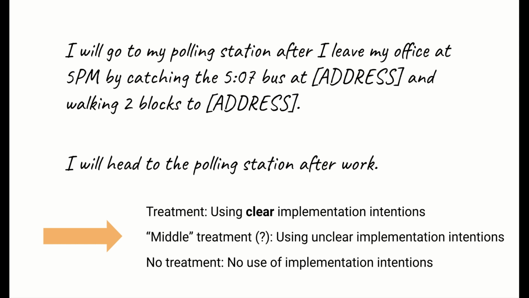Note that we don't always have to consider binary treatments in causal inference. Perhaps there is a middle level of treatment corresponding to the second example here, using unclear implementation intentions. The methods that we'll discuss are perfectly suitable for treatments with several categories and even quantitative treatments. In this context, though, we may decide that the middle treatment isn't of interest because we likely want people to use implementation intentions the way they were meant to be used, clearly.